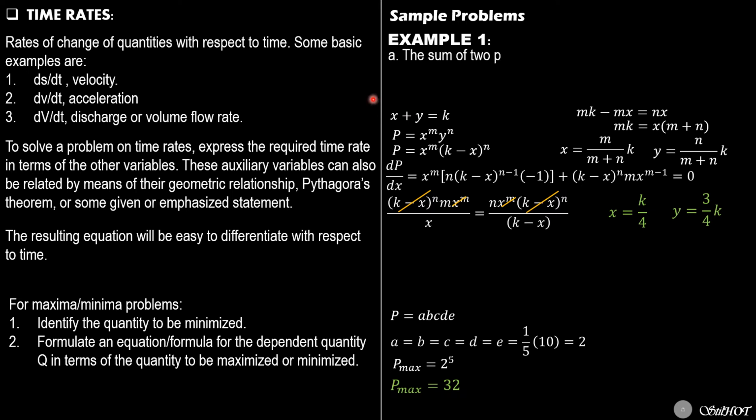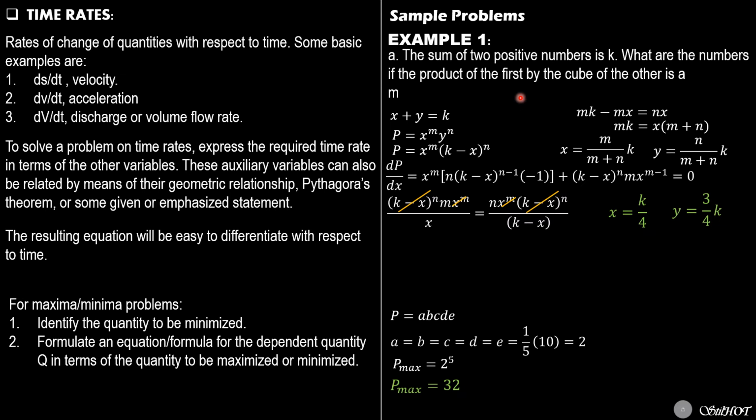So this is the first example. The sum of two positive numbers is k. What are the numbers if the product of the first by the cube of the other is a maximum? So in order to shorten the video, there's no need to animate the solution.